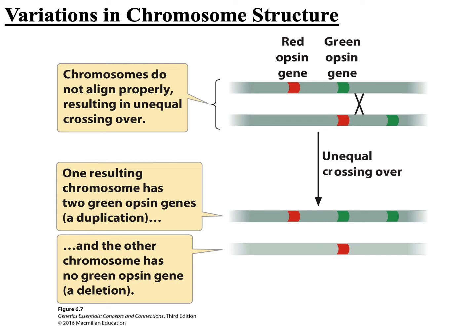If that doesn't happen correctly, in what's referred to as unequal crossing over, you have two situations arise at the end of that event. You have one chromosome that has lost some information and one chromosome that has gained additional information.